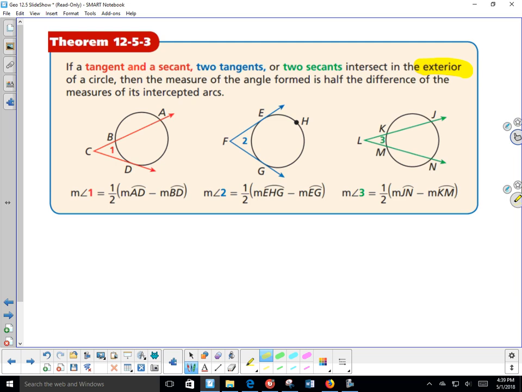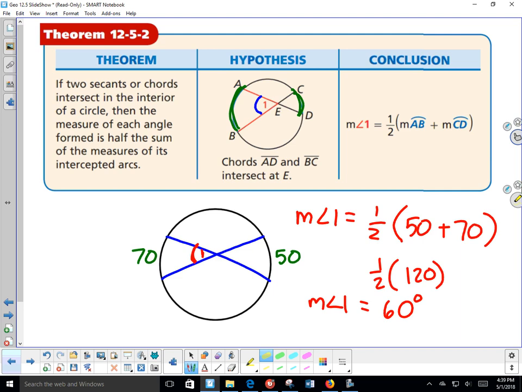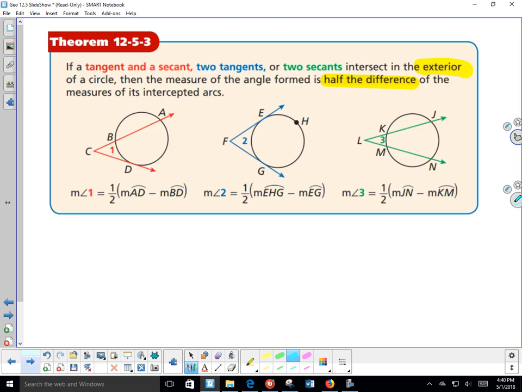So if it's an exterior, then you're going to have half the difference, whereas back here with this theorem, if it measures in the interior, then it's going to be half the sum, right? So this point here was in the interior, that intersection point, whereas in these examples, that intersection point is in the exterior for all of them. All right? So the formula says to find the measure of the angle formed, it's going to be half the difference of the measures of the intersected arcs.